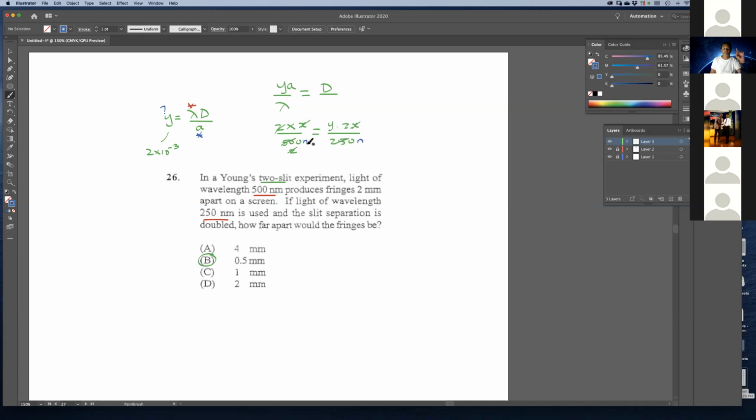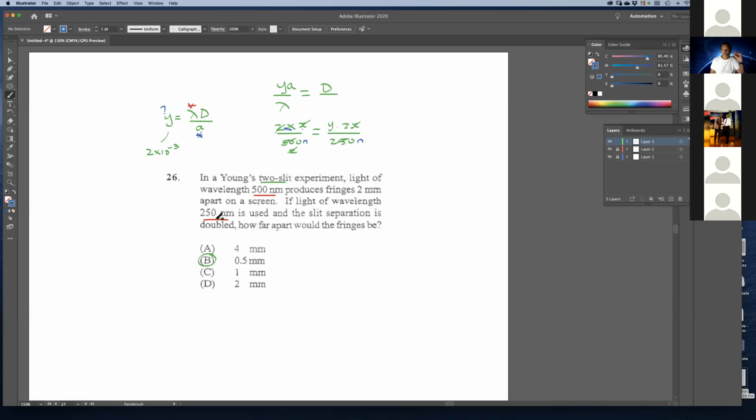With me? I have the fringe separation, which is 2 millimeters. I do have to put the mm because I know my answer is going to come out in mm, so I'm going to put mm. Fine. We good? And I'm going to call the separation for the 500 nanometers X. We good so far? Yes, sir. That's for the 500.